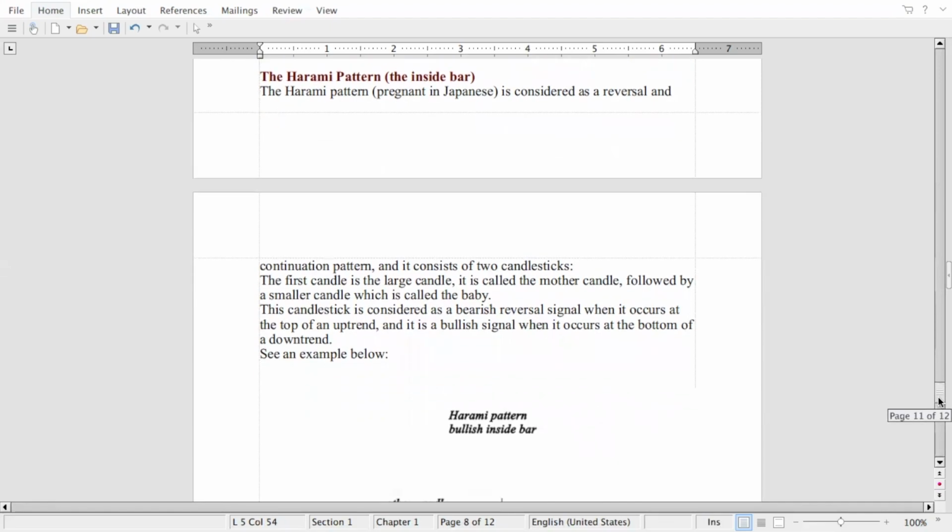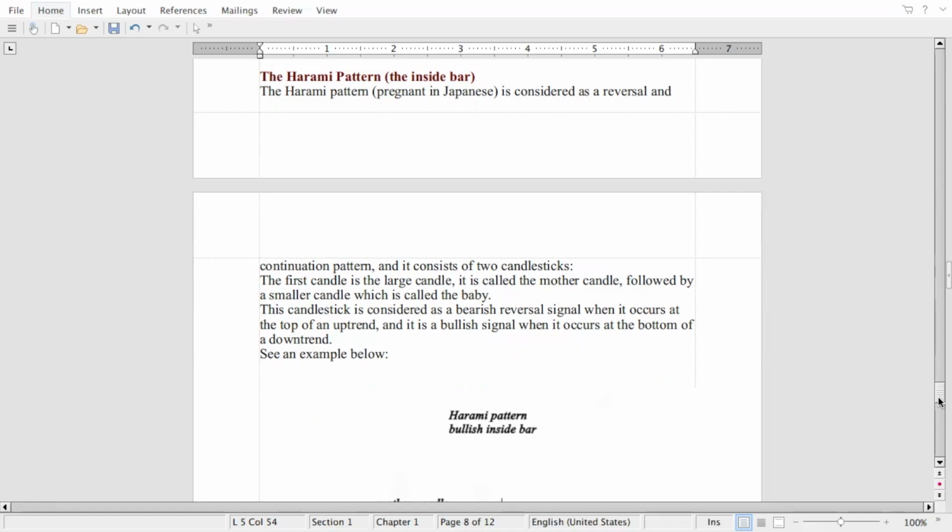The first candle is a large candle. It is called the mother candle. The following small candle is called the baby candle. The pattern is considered a bearish reversal when it occurs in an uptrend. As I said, it can help in continuation. It can form on the continuation, and it can also form in an uptrend.